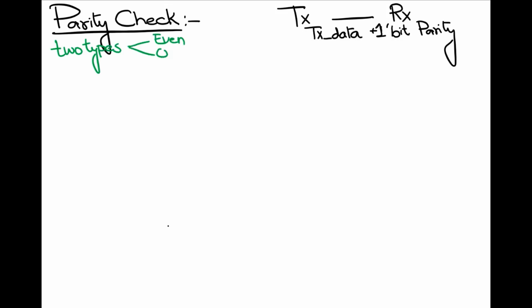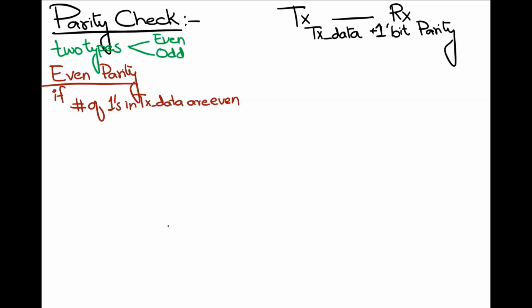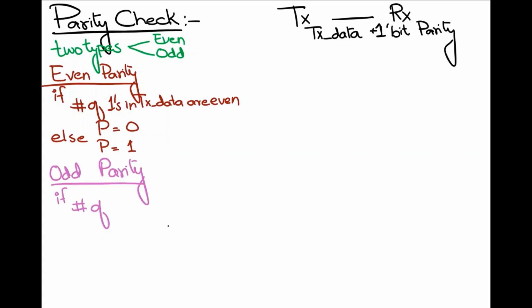There are two types of parity, even parity and odd parity. Usually in digital communication, even parity is used and calculated. Even parity, as the name implies, if the number of ones in the transmitted data are even, parity will be 0, else the parity will be 1. In odd parity, if the number of ones in the transmitted data are odd, then the parity will be calculated as 0, else the parity will be 1.